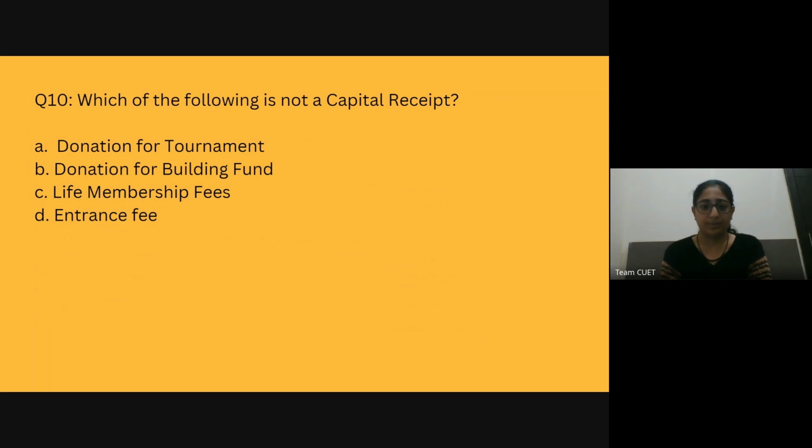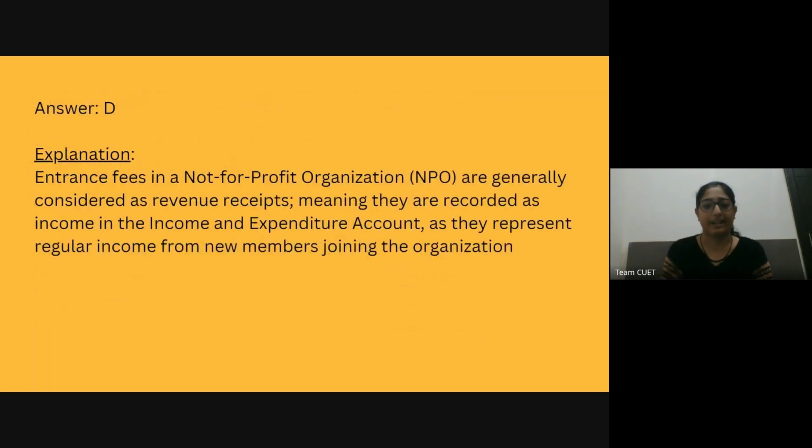So hope you have solved the question. The answer is D, that is entrance fees. Entrance fees are received regularly, so they are revenue receipts. So this is not a capital receipt, this is a revenue receipt.